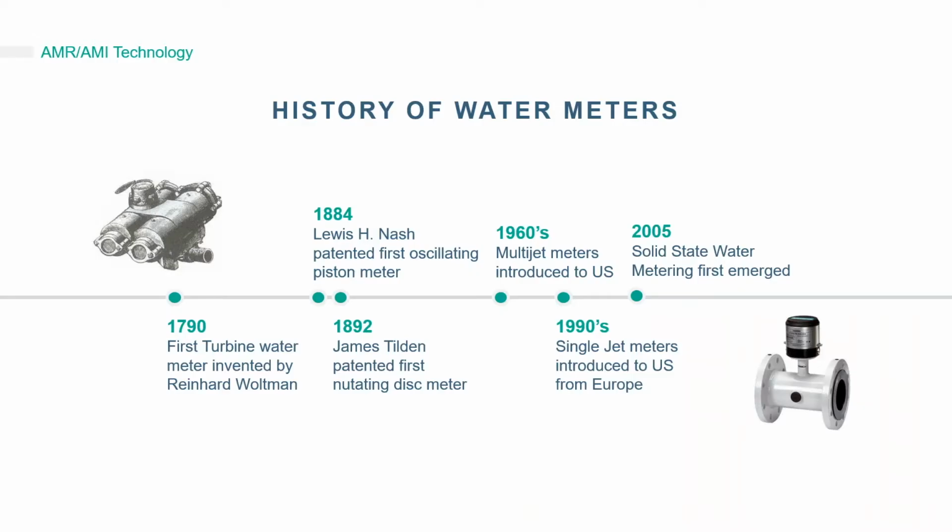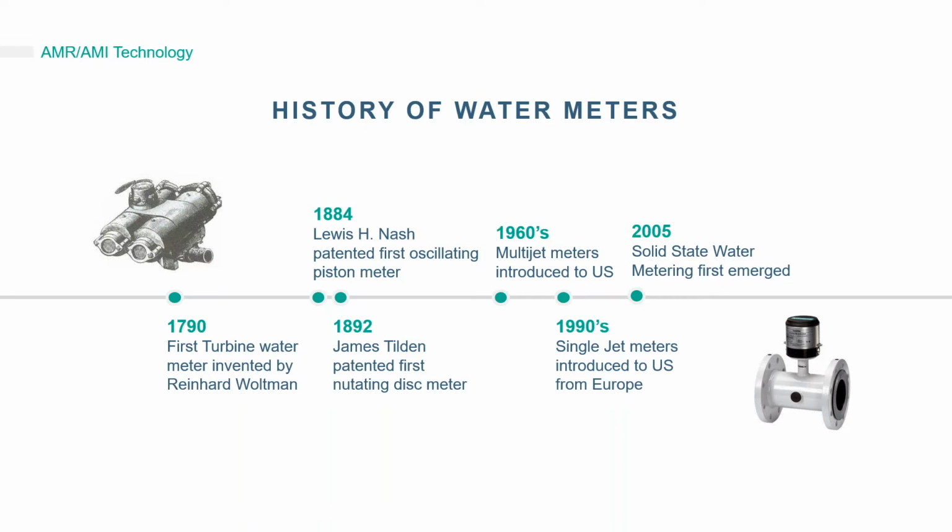So first, just a quick history of water meters. I won't go through all of these, but you can see from our timeline here that starting several centuries ago, back in 1790, the first water meter was invented by Reinhard Woltmann. Moving through time, you could see that we've had an evolution of meter technology. And one thing to note, if you look at that point right about in the middle of the screen, it says multi-jet meters introduced to the U.S. in 1960s. Well, that's about where we still are today.